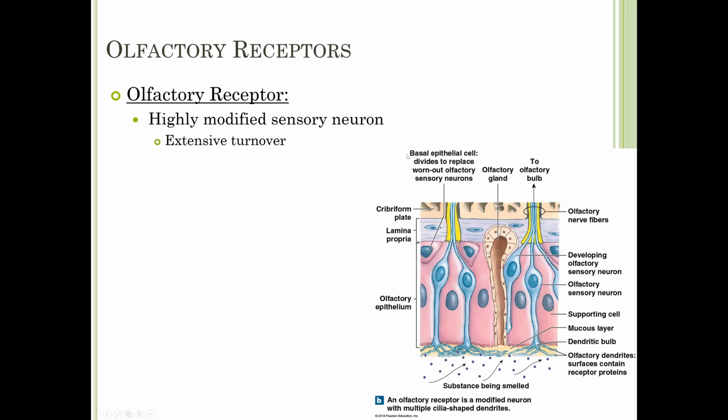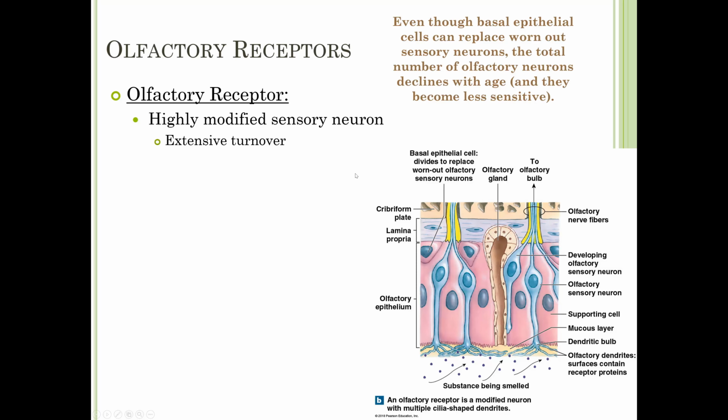And then you have the basal epithelial cells, which can divide to replace the worn out sensory neurons. But do note that even though the basal epithelial cells are replacing worn out sensory neurons, as we age, we still have a total reduction in the number of these olfactory neurons, and they become less sensitive. So your sense of smell does decline as you age. It is also a symptom of some diseases, like we know that in Parkinson's disease, your sense of smell is one of the first things to go before you ever notice any movement problems.